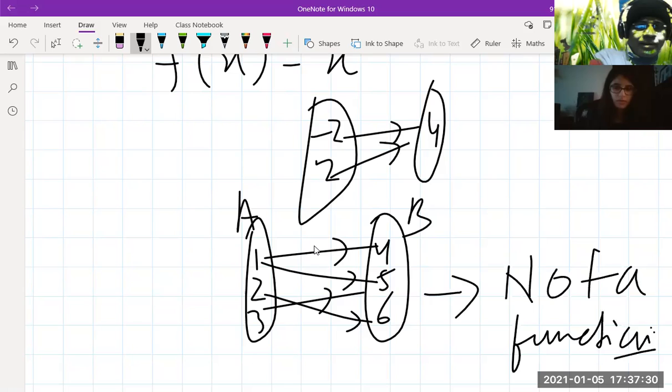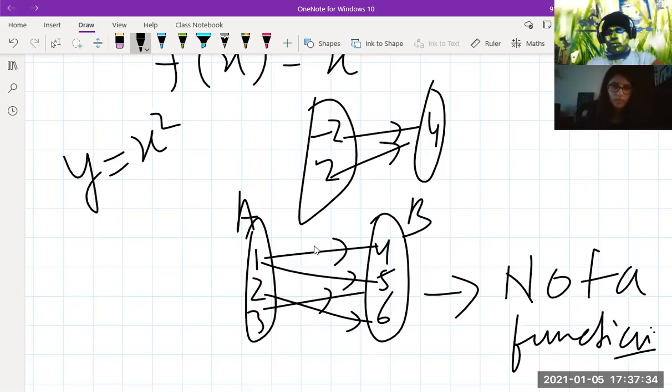Let us take the same example, y equals 2x. If we take one value of x, can we have two values of y? We cannot. We can never obtain two values of y. For one value of x, we can obtain only one value of y. But yes, for two values of x, we can get one value of y.